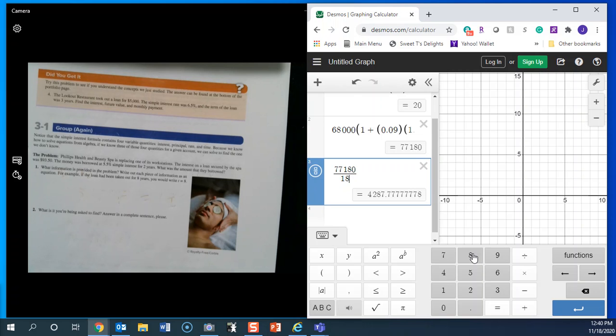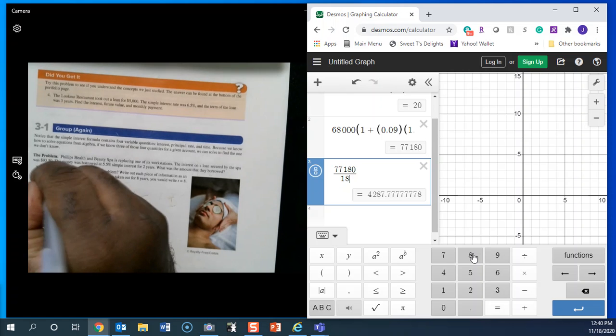The problem: Philip's Health and Beauty Spa is replacing one of its workstations. The interest on a loan secured by the spa was $93.50. The money was borrowed at 5.5% simple interest for 2 years. What was the amount that they borrowed? Number 1, what information is provided in this problem? Write out each piece of information as an equation. For example, if the loan had been taken out for 8 years, you would write T equals 8.